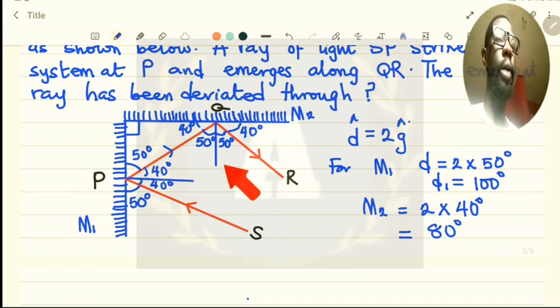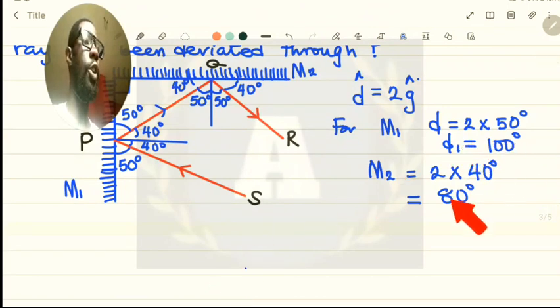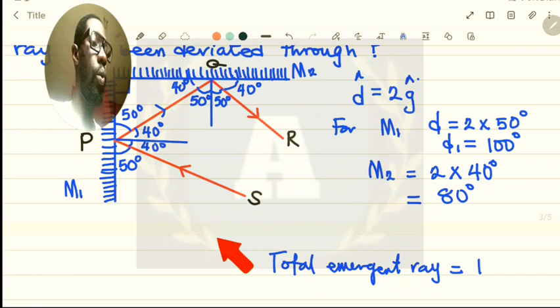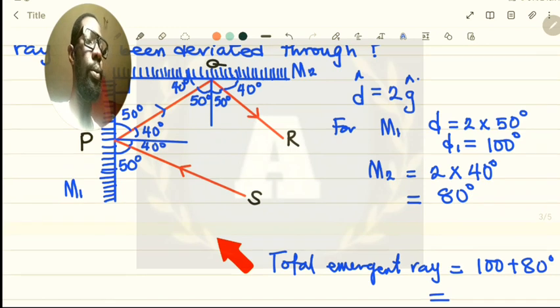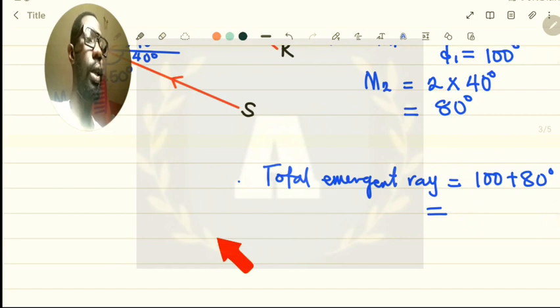Now to calculate the emergent ray that has been deviated, you have to add the two deviations from the two mirrors. So the total deviation will be equal to 100 plus 80 degrees, which is equal to 180 degrees. Okay, and that is the answer to that question.